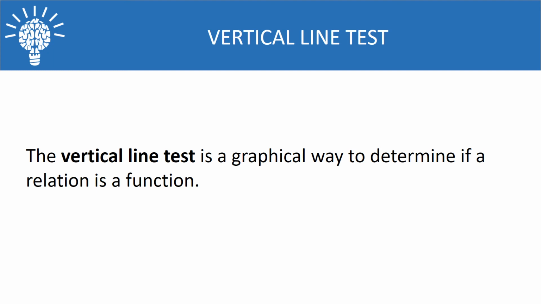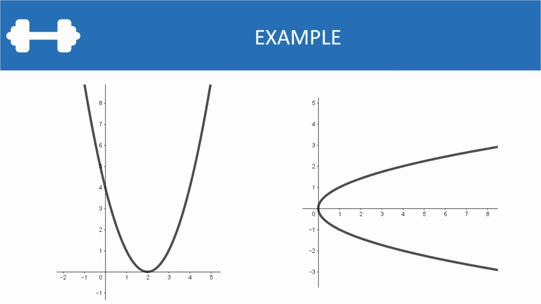But what if you have a graph and you want to figure it out? Well, then what you should be doing is using what's called the vertical line test, which is actually a very simple graphical way to determine if a relation is a function. So here are the graphs of two relations. I've got a quadratic on the left and what appears to be a rotated quadratic on the right. So it almost looks like it's been rotated 90 degrees, and that's why it's going out sideways instead.